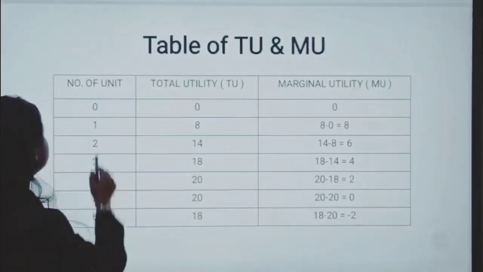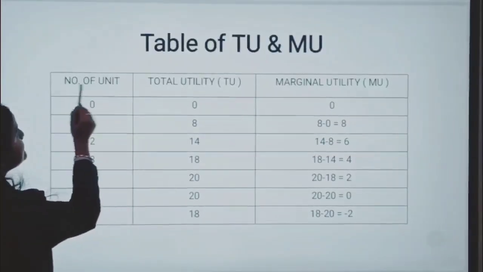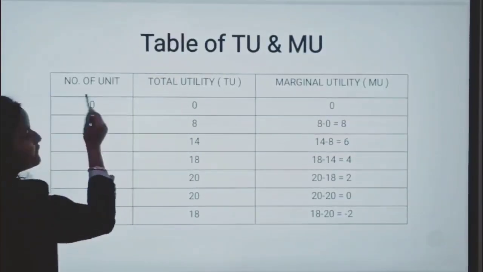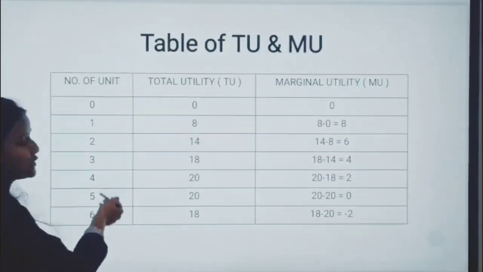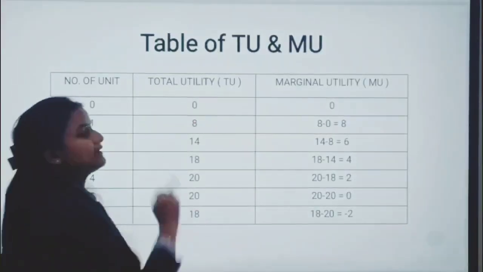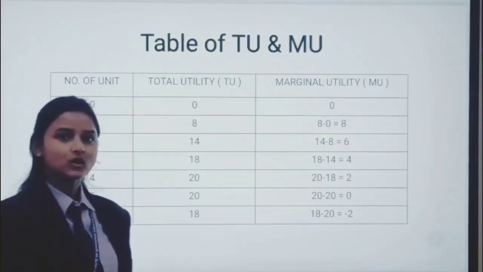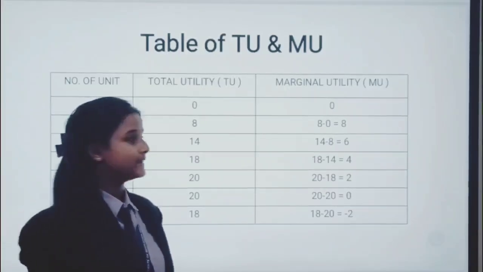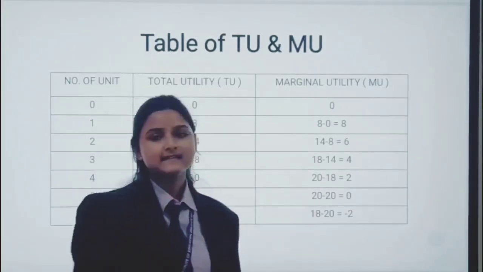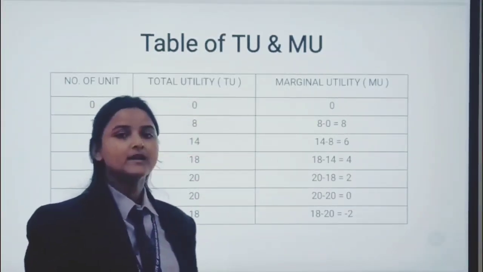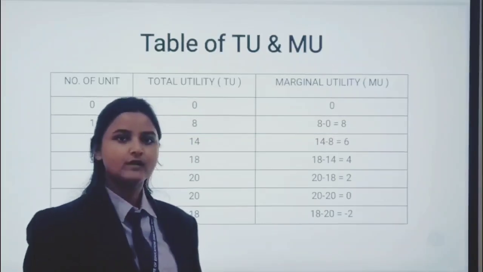So first, the first column represents the number of units that we are consuming, it is 0, 1, 2, 3, 4. TU here represents the total satisfaction that we are getting by consuming the number of units of a commodity. And MU represents the additional satisfaction that we are getting by consuming 1 more additional unit of a commodity.